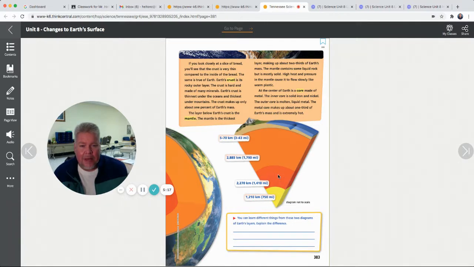The metal core makes up about 1/3 of the Earth's mass and is extremely hot. So the center of the Earth is very warm. So there's the 4 layers of the Earth.